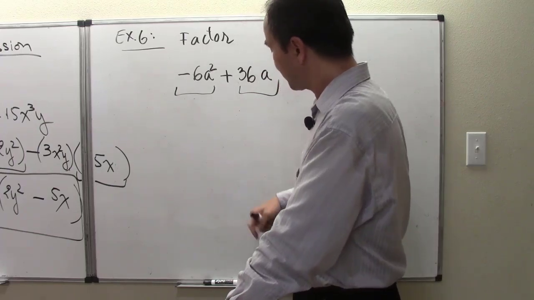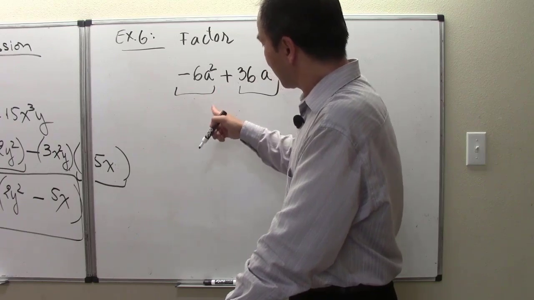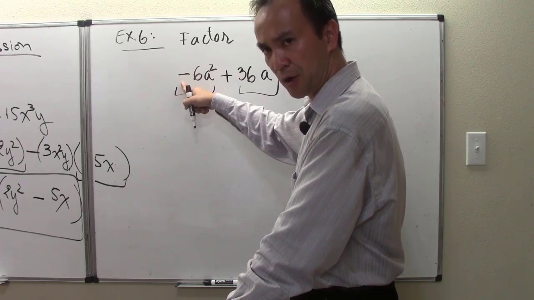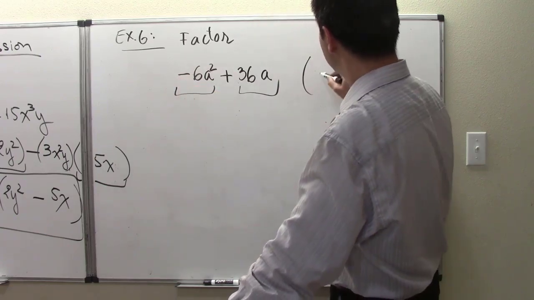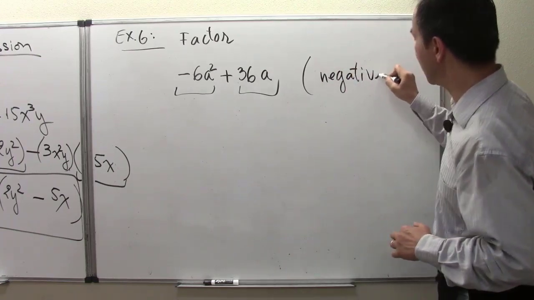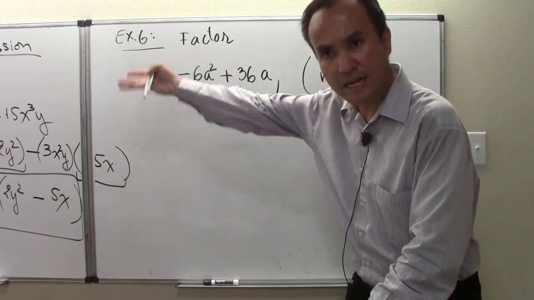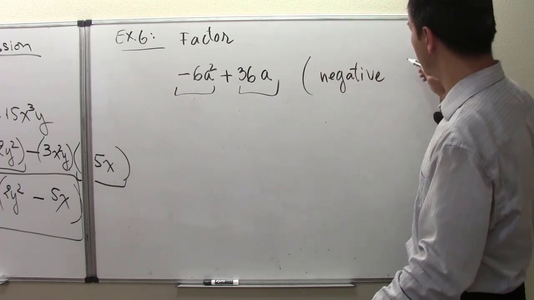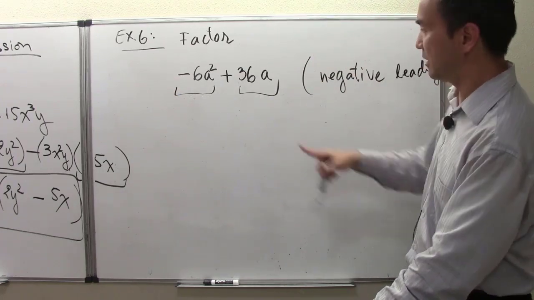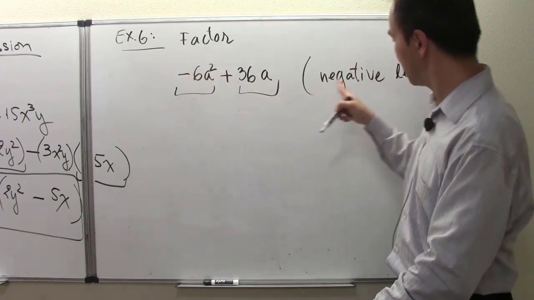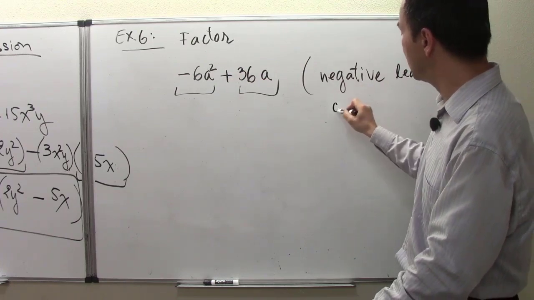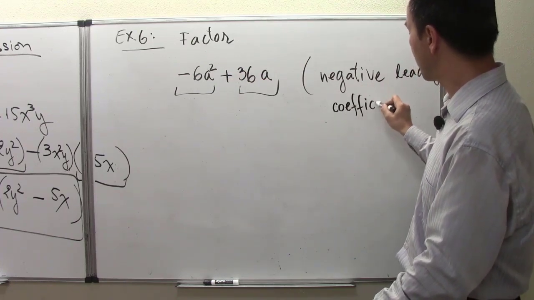Now, the first term here has a negative coefficient. In a more common way of saying that, the first term here is called the leading term. So we have a negative leading coefficient. See, the leading term has a coefficient being a negative. So we refer to the case we have here specifically as a negative leading coefficient. Okay.